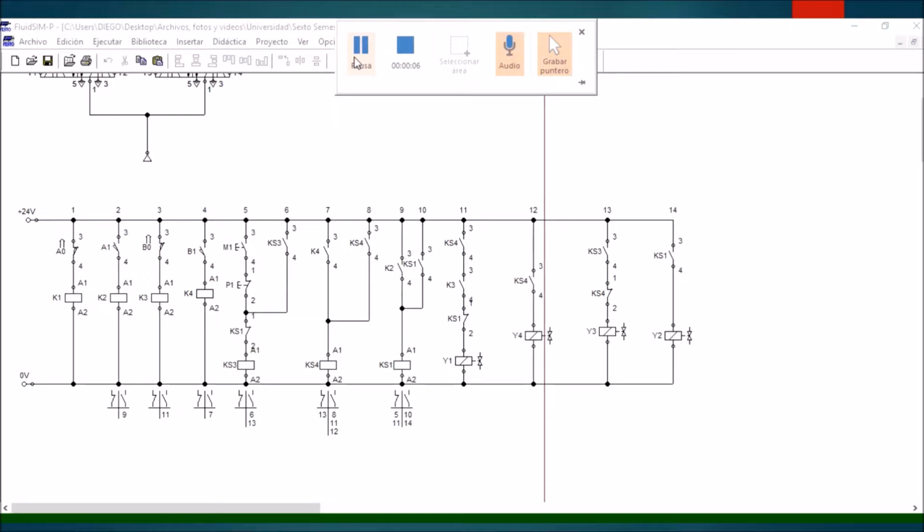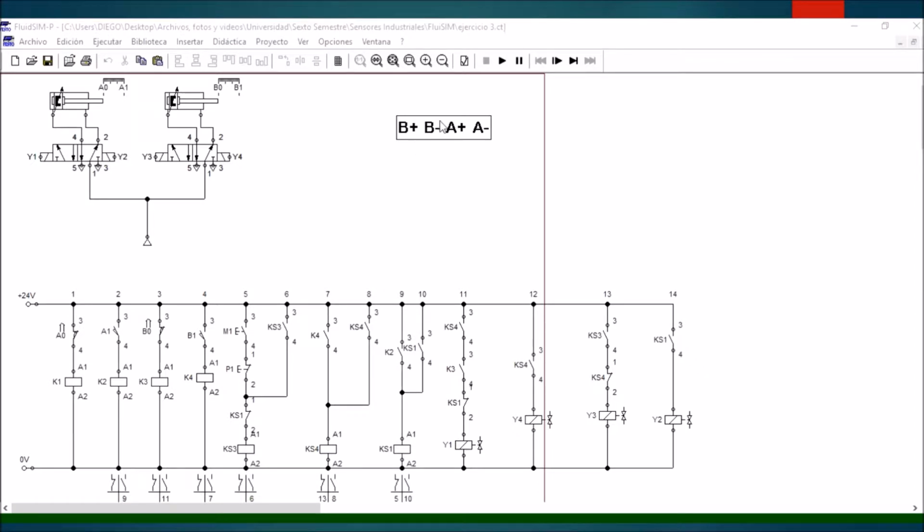I, Diego Poveda, will present the next electropneumatic sequence: B plus, B plus, B minus, A plus, A minus. We divide it into these groups: the first group, B plus; the second group, B minus, A plus; and finally the group, A minus.